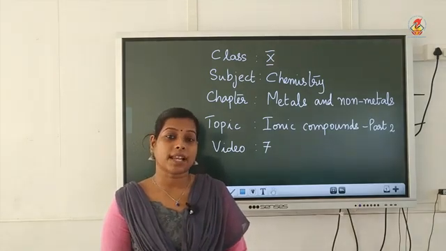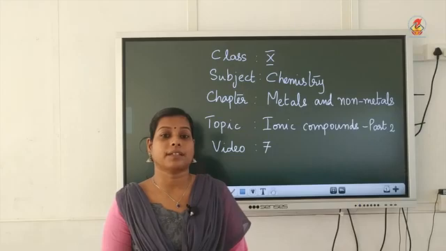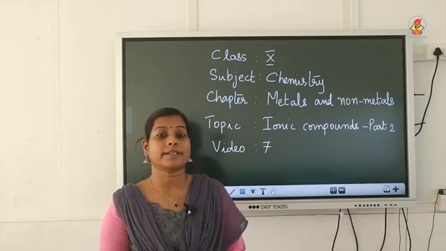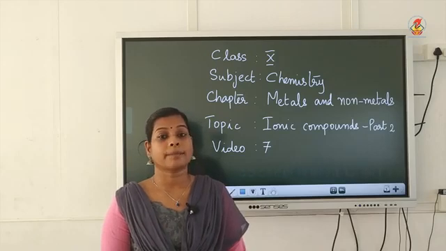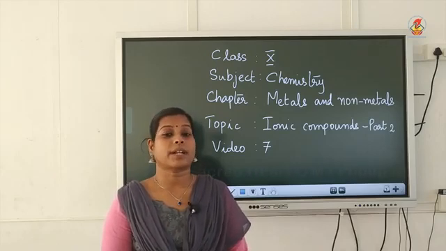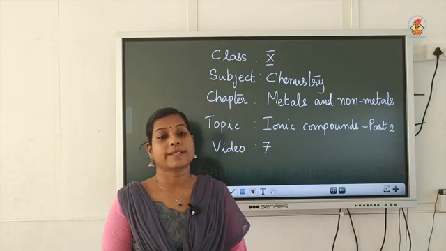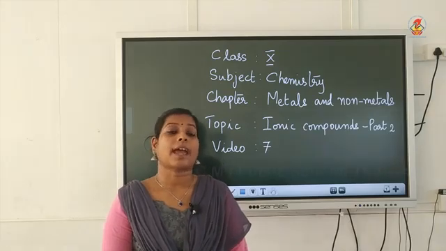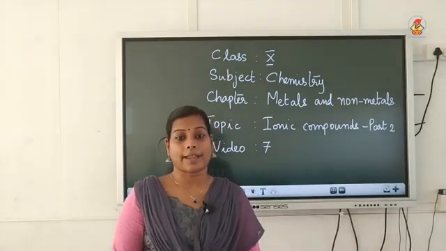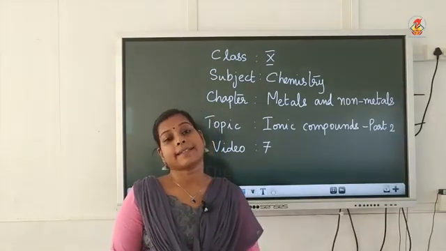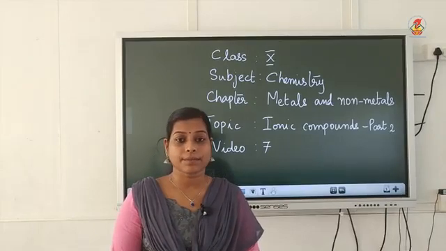So a metal and a non-metal react together to form a compound, here sodium chloride, and during that time sodium loses one electron and that electron is gained by chlorine. Sodium forms sodium ion and chlorine forms chloride ion. So Na+ and Cl- ions will be produced there.